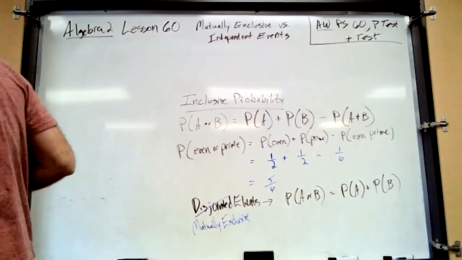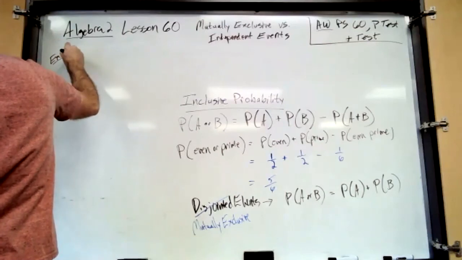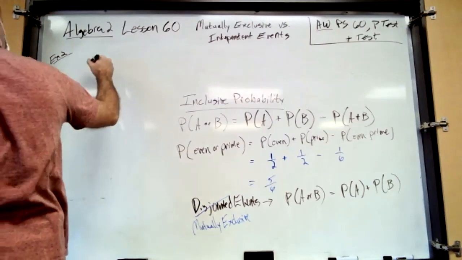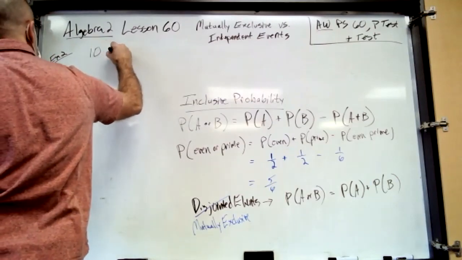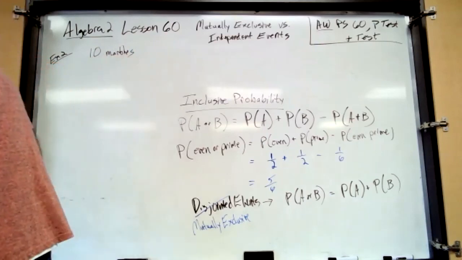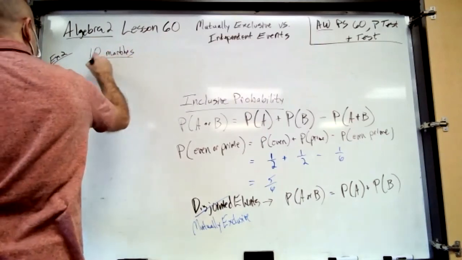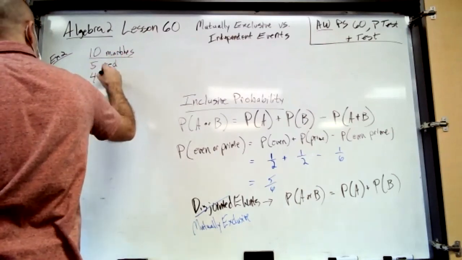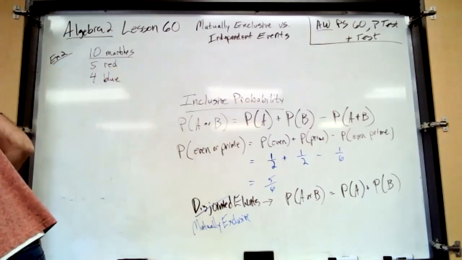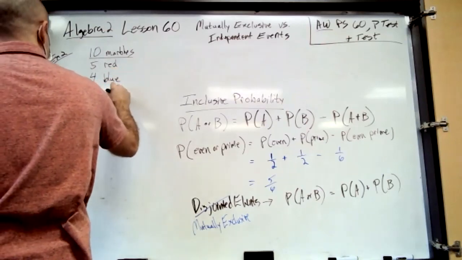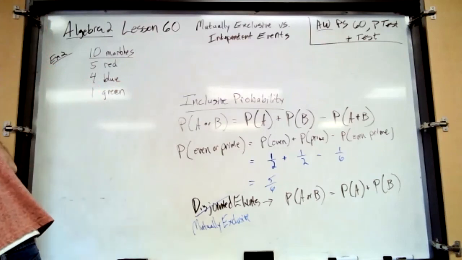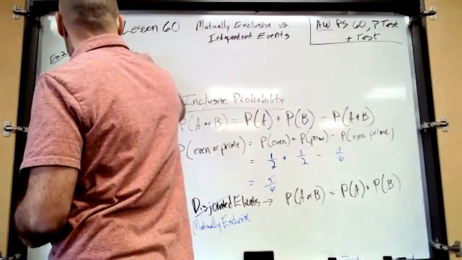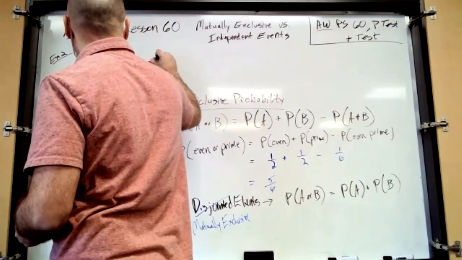All right, so here's example 2. Find the probability. So here's the deal. A jar contains 10 marbles. 5 are red, 4 are blue. We've got 1 more left, so 1 is green. The red marbles are numbered 1 through 5.